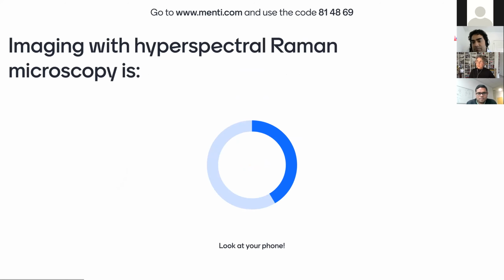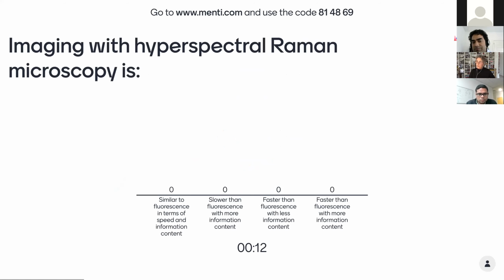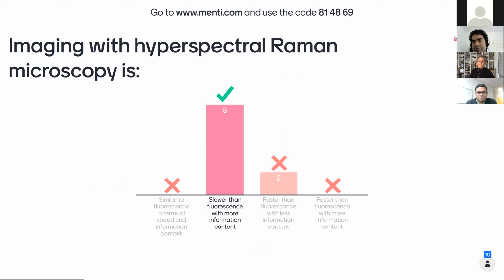Imaging with hyperspectral Raman microscopy is similar to fluorescence in terms of speed and information, slower than fluorescence with more information, faster than fluorescence with less information, or faster than fluorescence with more information. Thank you for providing these. You see most people got it right, and hopefully some people also learned. It's slower than fluorescence, but it gives you more information content.